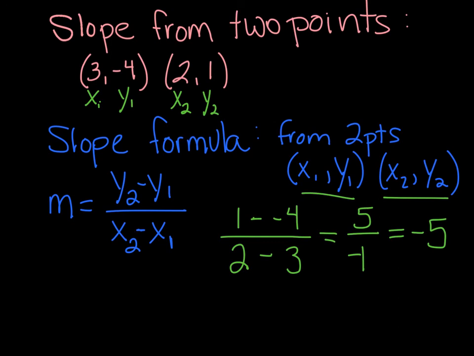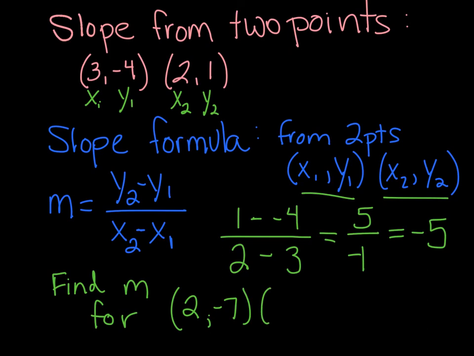Okay, I want you to try one example like this with the slope, okay? So try to find M for the points 2, -7, and 0, 5. Okay, calculate the slope for those points.